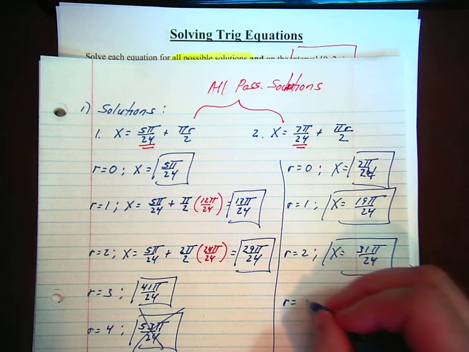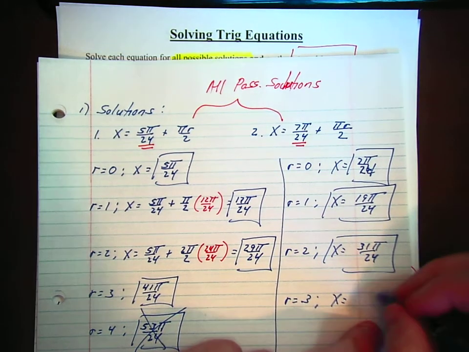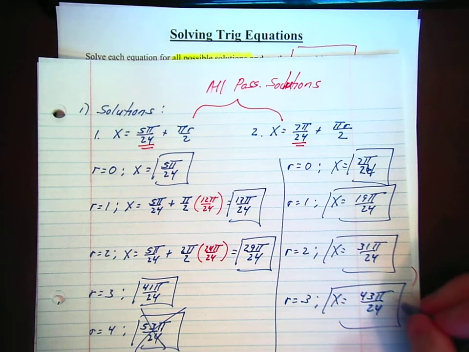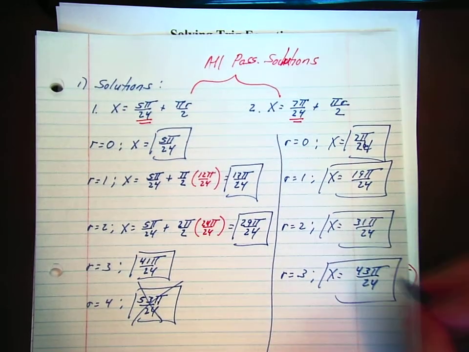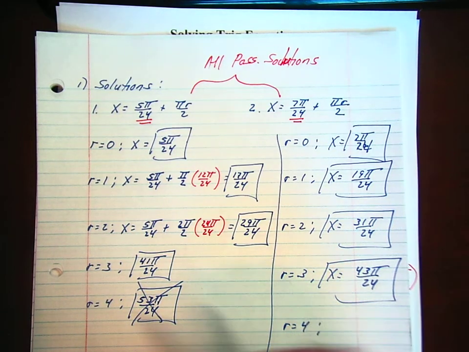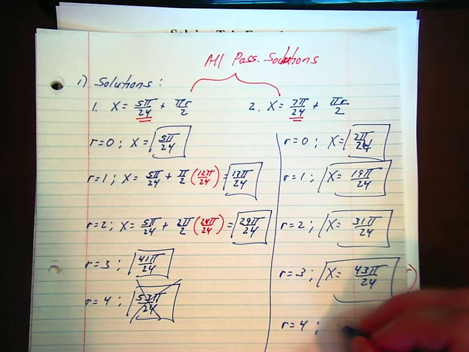3 rotations. Add another 12 here. That gives you what? 43 pi over 24. That one's still good because that's less than 2 pi. And then the next one's going to be the one that fails. A lot of times they're going to fail at the same rotation, but not always. So don't just assume that they do. But in this case, they do.